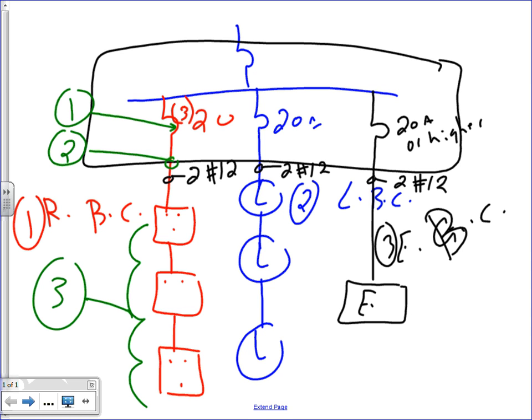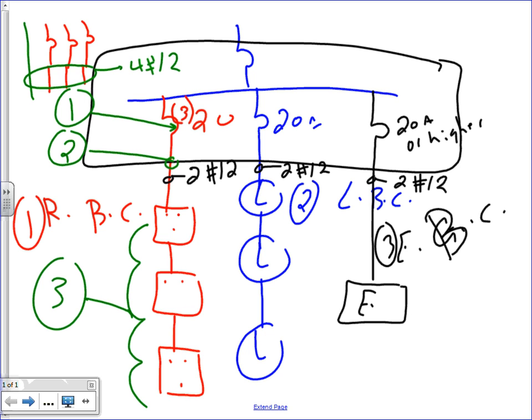And how many conductors? So it's going to look something like this. 1, 2, 3, coming down. And here's my neutral coming with them. And how many conductors will this be then? 4 conductors, number what? Number 12, right? 4 conductors, number 12.